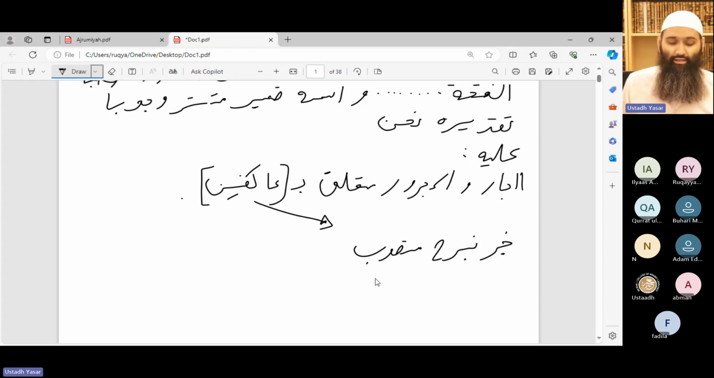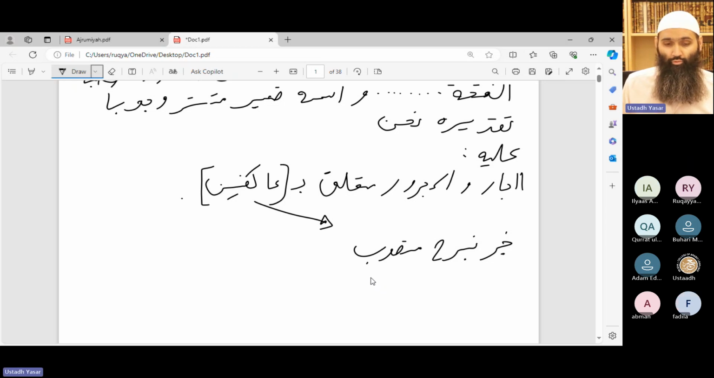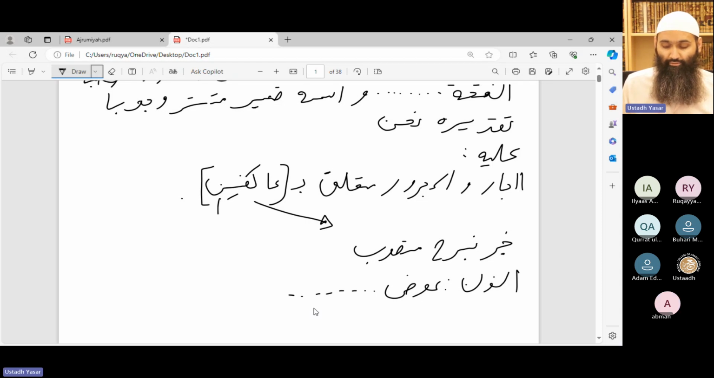وعلامة نصبه الياء. لماذا؟ لأنه جمع المذكر السالم. والنون عوض عن التنوين. نون عوض عن التنوين في الاسم المفرد. That is the i'rab of لن نبرح عليه عاكفين.